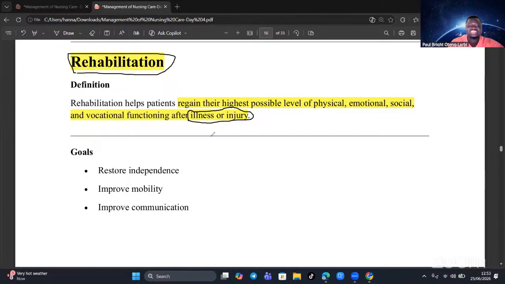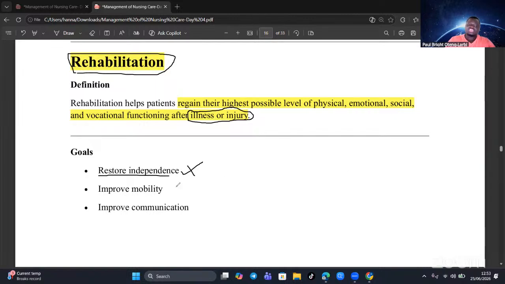Rehabilitation. Okay. So the goal is to what? Help the patient restore their independence. Somebody has been capitalized, or is an abuser of drugs. The least money he gets, you go and buy drugs. This guy does not have freedom. So we want to help him to be restored.